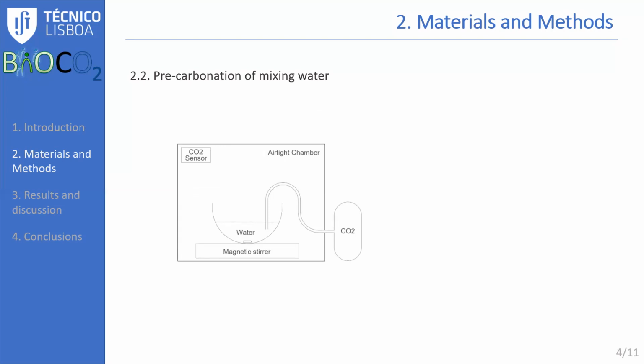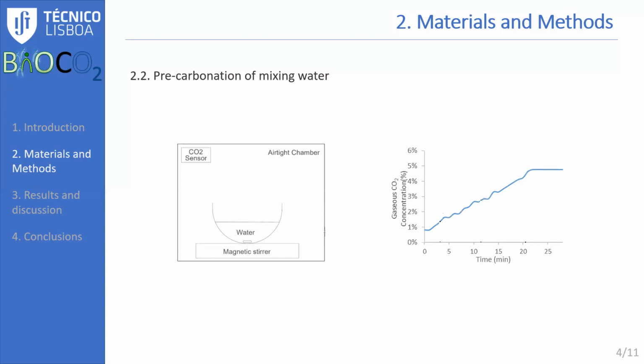Once the water was fully carbonated, the CO2 was cut and the door of the chamber was opened and closed, ensuring the removal of all the CO2 in the chamber atmosphere, thus returning to the initial chamber atmosphere. This imbalance between the carbonated water and the chamber environment leads to the release of CO2 by the carbonated water, which was measured by the CO2 sensor.